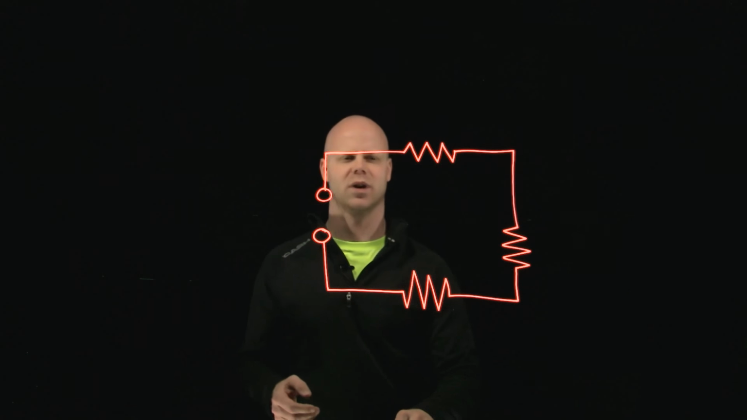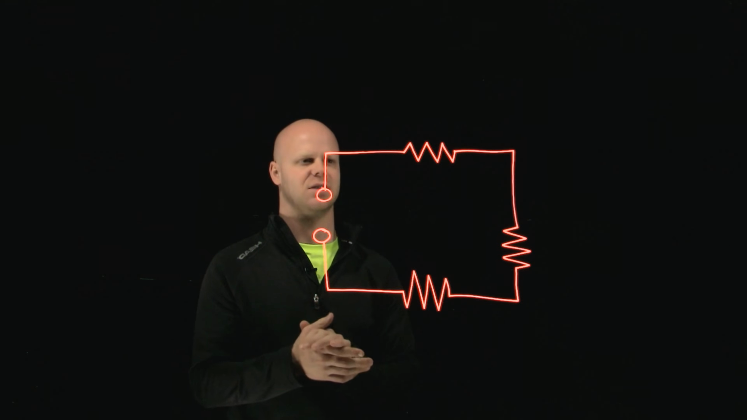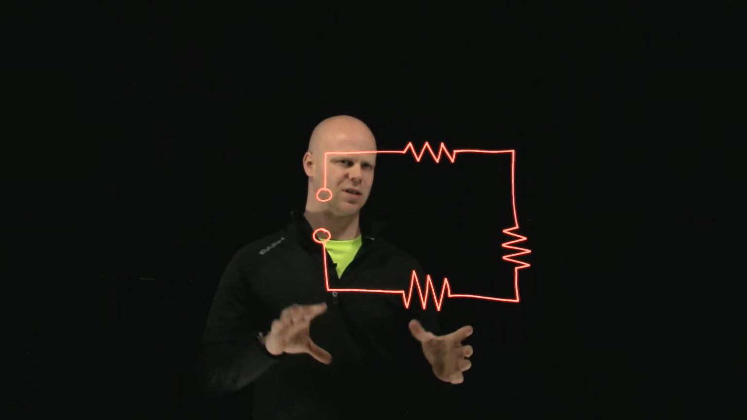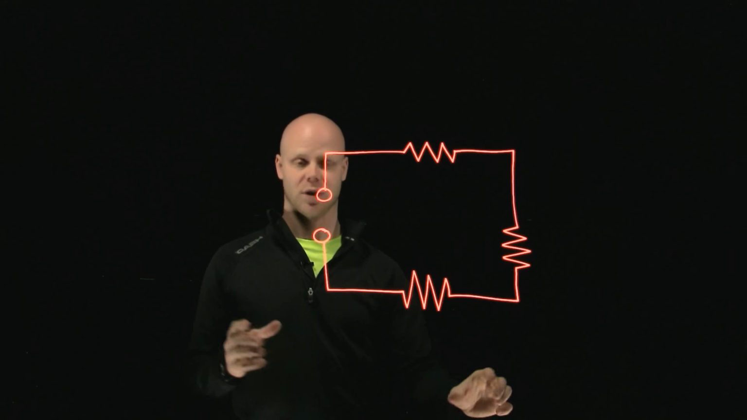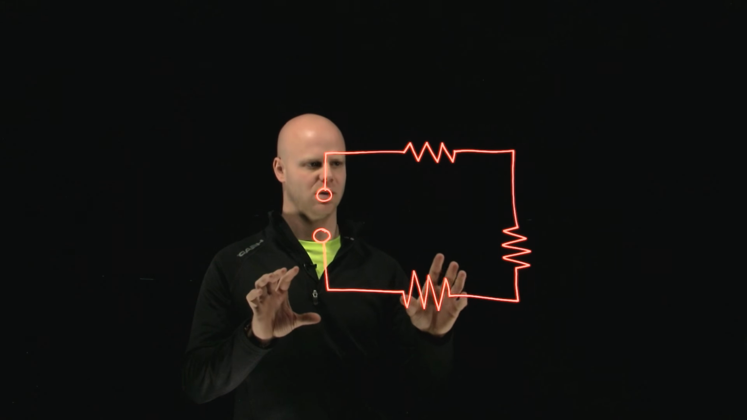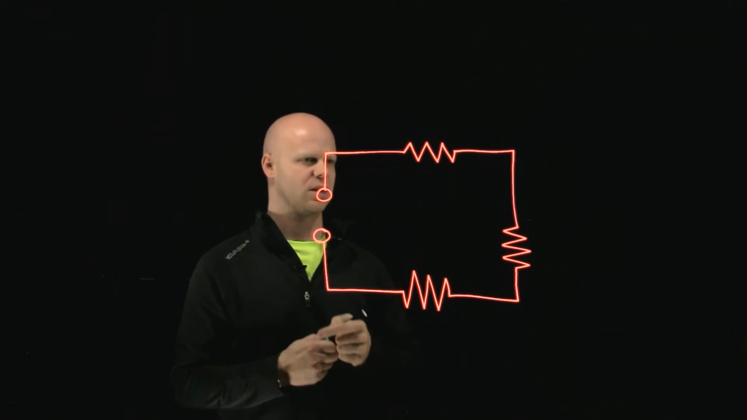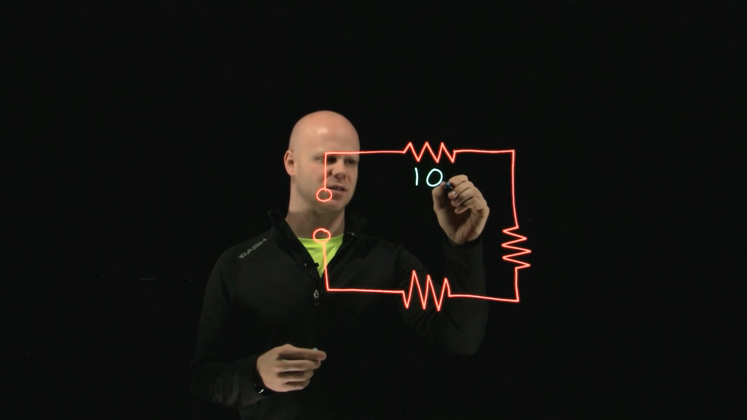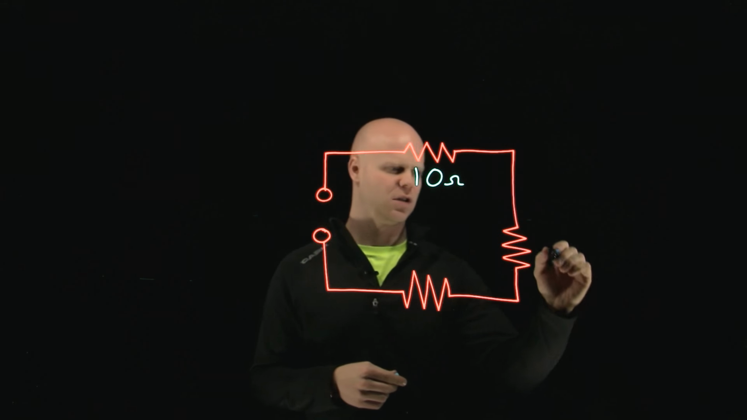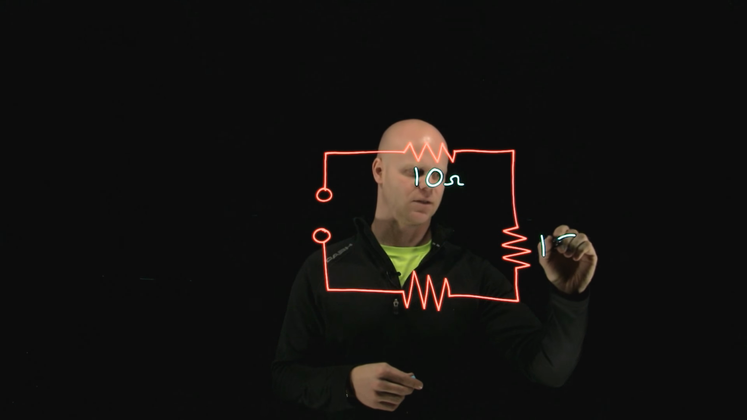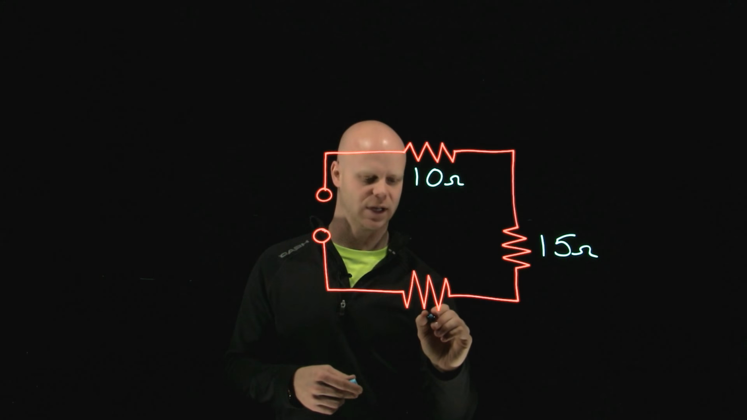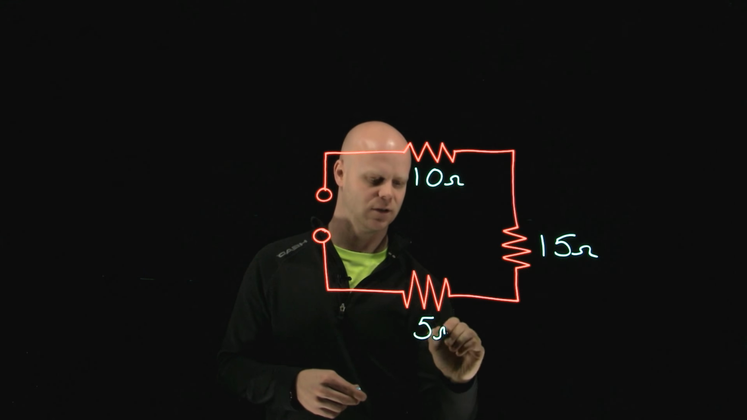Hello everyone, we're going to look at just a basic series circuit today. I've got 3 resistors in my circuit, so we're going to look at what happens with my total opposition to current flow when I have a series circuit. So if we have a resistor, let's say it has 10 ohms of opposition, we have another one that has 15 ohms of opposition, and we have one that has 5.